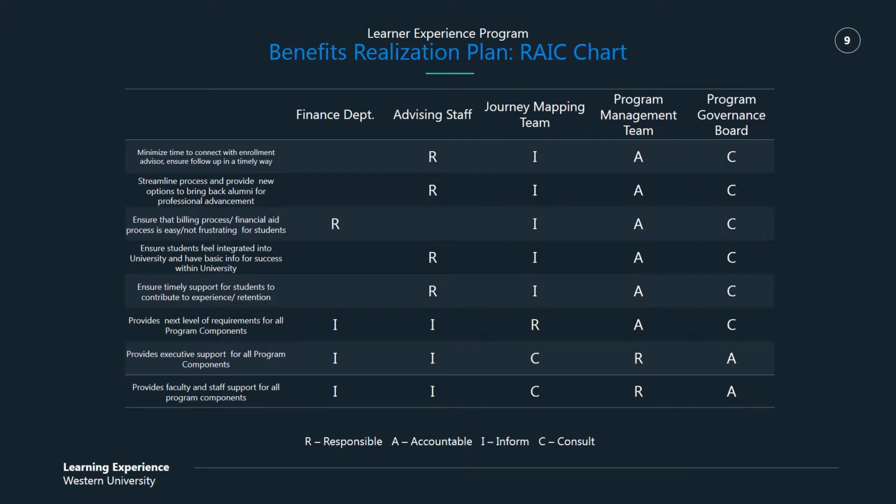And then for our benefit realization plan, we have our chart here that denotes who's responsible, informed, accountable, and consulted on each of our benefits. And you can take a look at that at your own time.